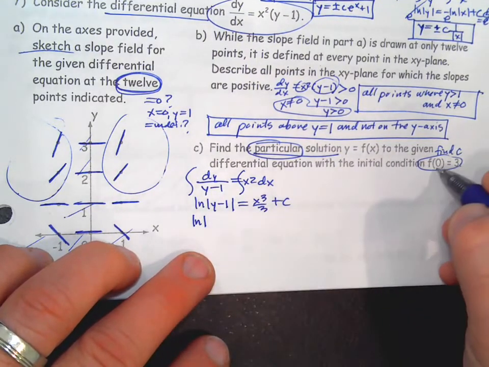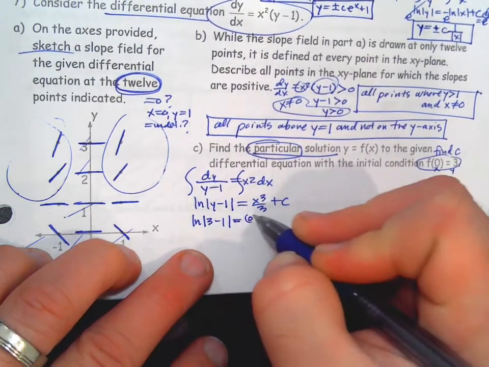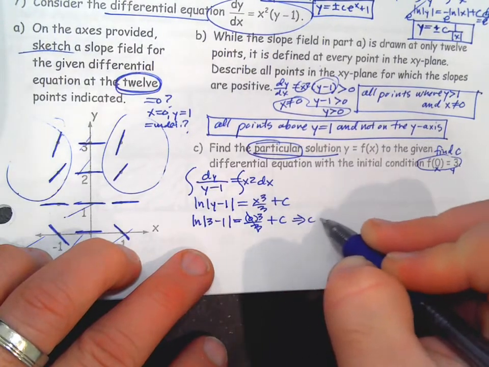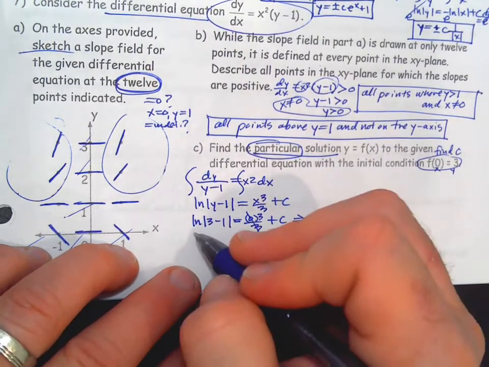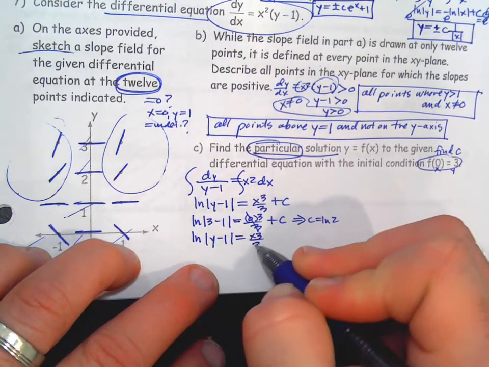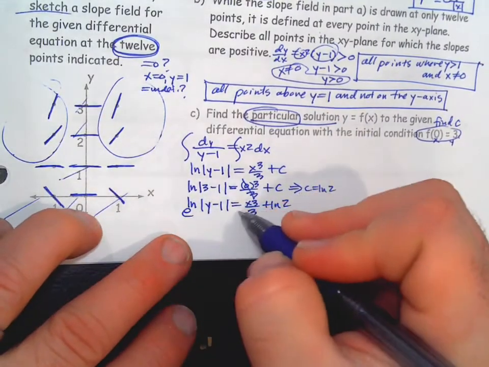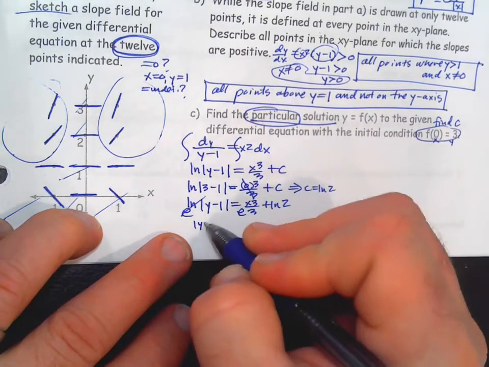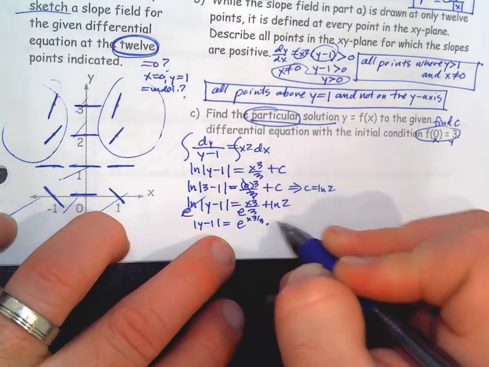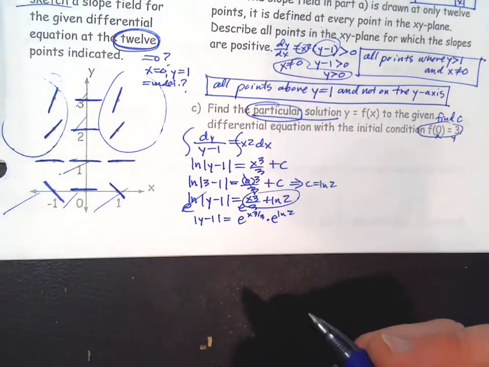So this is the x, this is the y, so we plug 3 in. So c equals natural log of 2. So we're going to rewrite it. Okay, now we're going to solve for y. So we're going to exponentiate both sides. You can use rules of exponents to break this up because it's all one big exponent. You can't distribute. You can use rules of exponents.